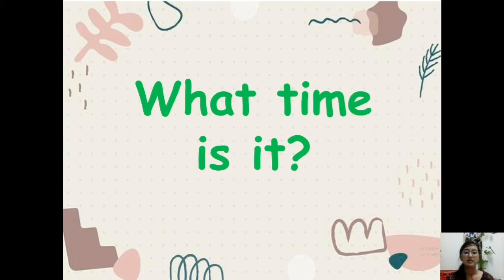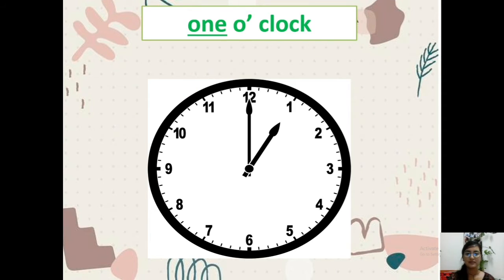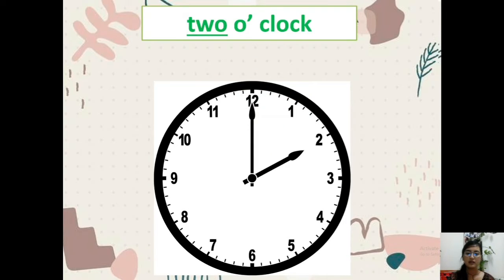Now let's proceed. What time is it? The first one is this one. If the long hand points to 12 and the short hand points to 1, the time is 1 o'clock. It's 1 o'clock. Next, if the long hand points to 12 and the short hand points to 2, then the time is 2 o'clock. It's 2 o'clock.